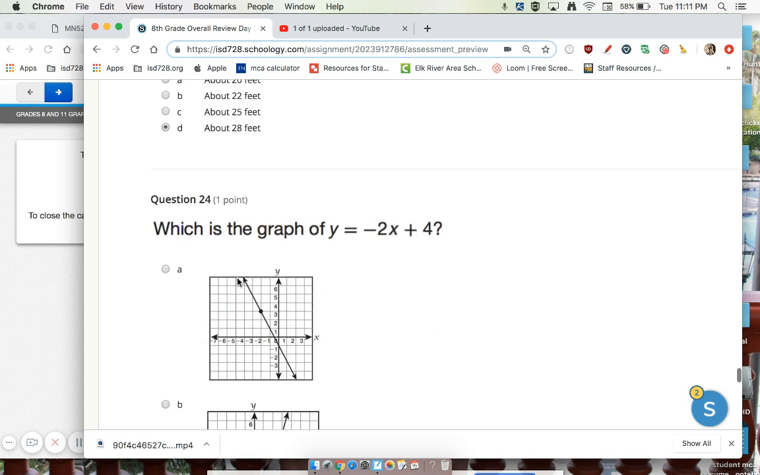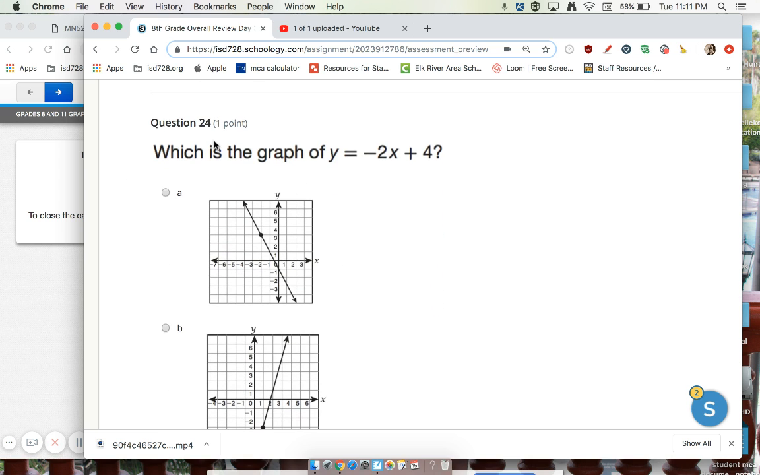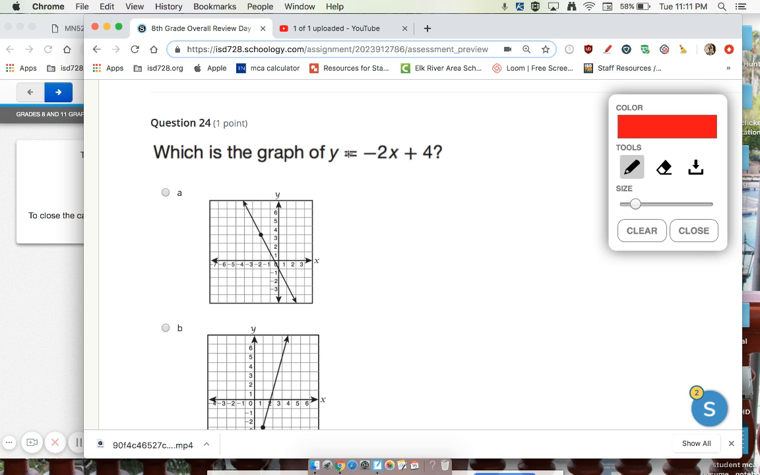Okay. 24, which is the graph of y is equal to negative 2x plus 4. So this is in slope-intercept because y is alone, and that's the slope. Down 2 over 1, down 2 over 1, down 2 over 1. And the plus 4 is where it crossed the y-intercept. So my y-intercept would be right here, and then down 2 over 1.